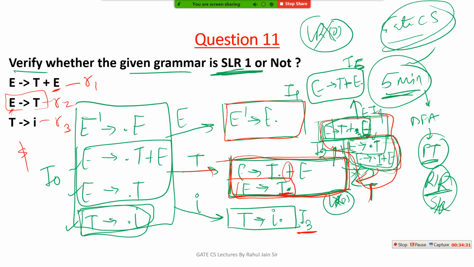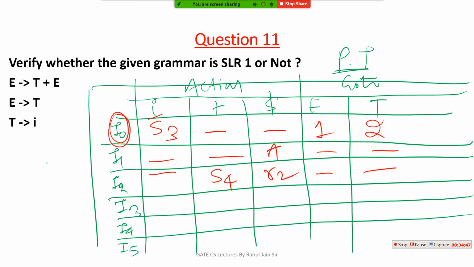Now I3, that is T derives I dash. It is the equation R3, and it is reducing in I3. And what is follow of T? Follow of T is plus. So I need to reduce R3 on plus. So I3 will reduce R3 equation on plus, because follow of T is plus. So I will reduce R3 here, and the other blocks will remain blank.